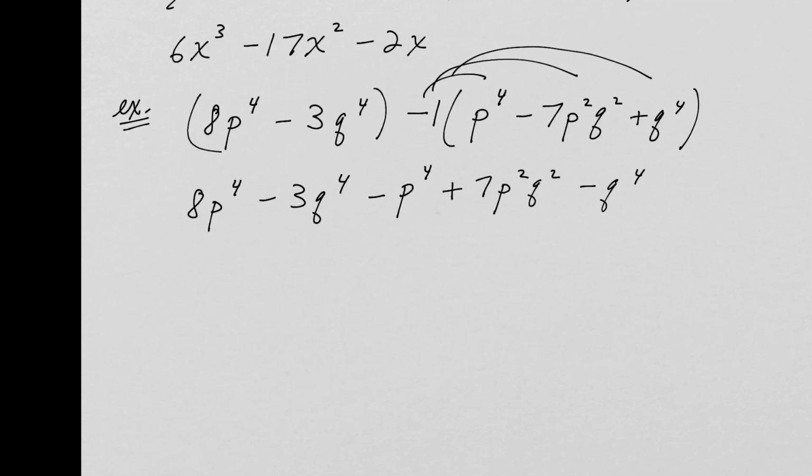And now I combine like terms. So it looks like I have 8p to the fourth and then negative 1p to the fourth. So that's going to be 7p to the fourth. Then I have, let's do this term next, the p squared q squared. There's only one of them, right? So I'll just write that down. So plus 7p squared q squared. And then negative 3q to the fourth minus q to the fourth. So that's a negative 1q to the fourth, right? So negative 3 minus 1 is negative 4q to the fourth.